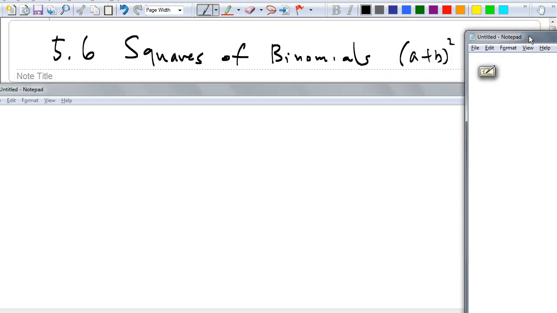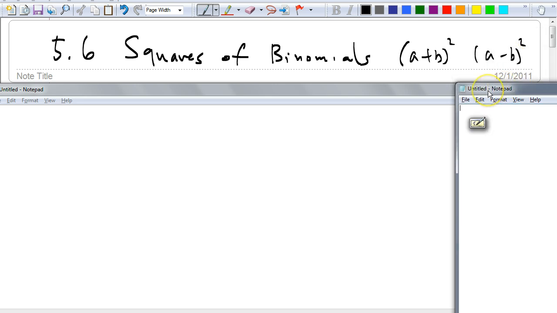Is that the only way you could do it? No. What else could you have? B plus a. I guess you could have b plus a, but that's the same thing as a plus b. A could be anything, b could be anything. You could also have minus, right? So these are squares of binomials. That's what we're going to study today.